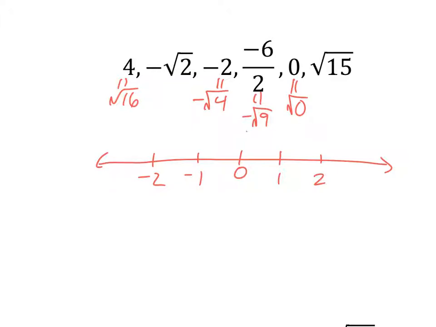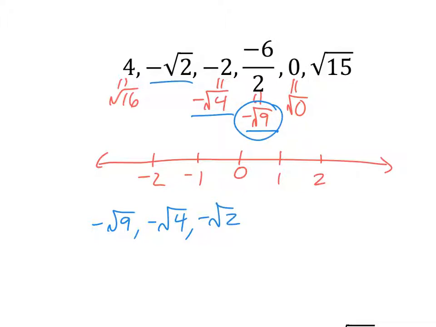Okay, well, we would have the negative square root of 9, negative square root of 4, and negative square root of 2. Well, negative square root of 9 would be the least because it would be the farthest away from 0. So we have negative square root of 9, and then it'd be negative square root of 4, then negative square root of 2. So that's all of our negatives. Then we would have 0 or square root of 0.